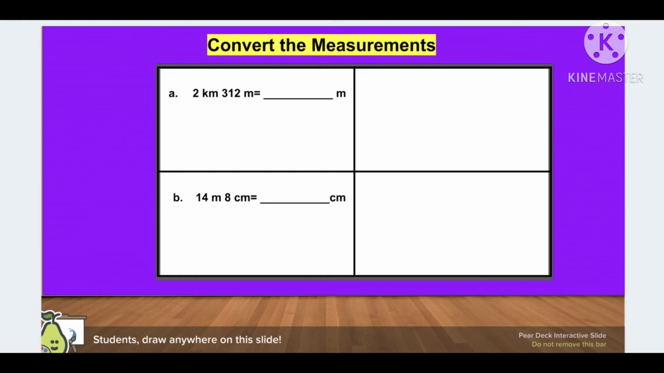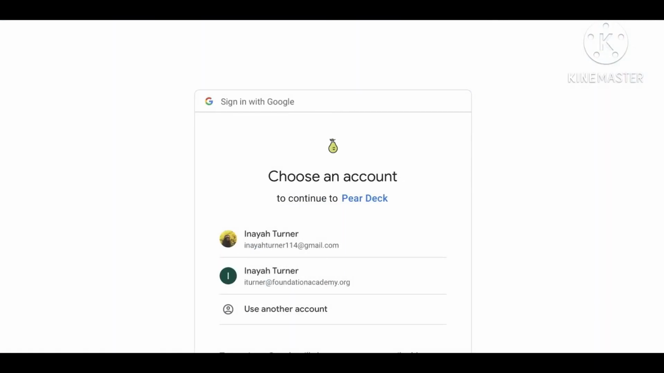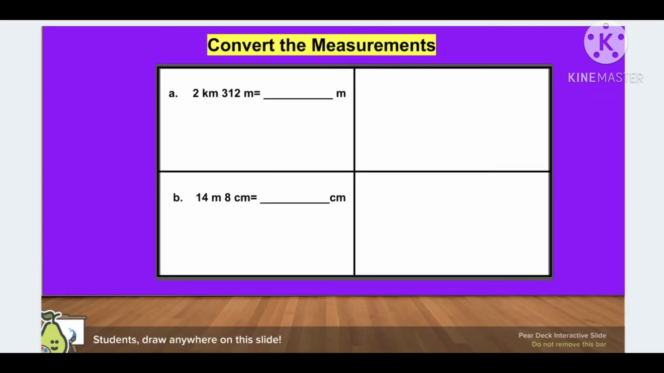I have 2 kilometers. So let's think. Remember, kilometers is if we're measuring larger distances from the school to Miss Turner's house, from the school to the store. And I have 312 meters as well. And I want to convert both of these to meters. Let's start with our kilometers first. 2 kilometers.